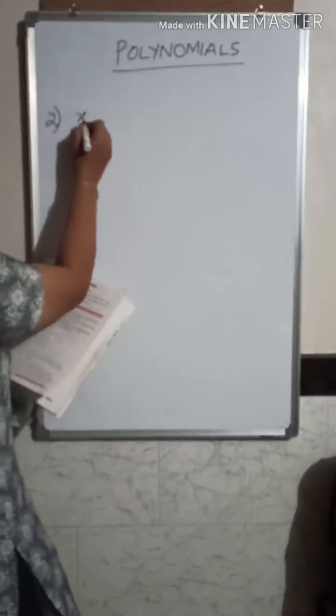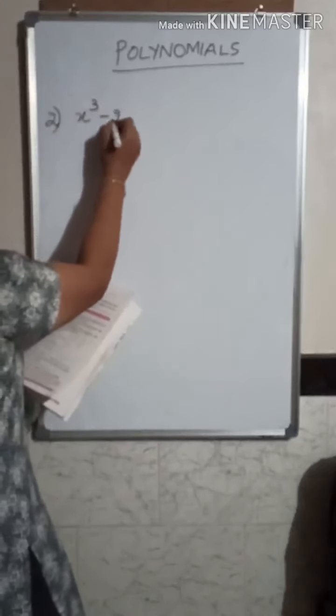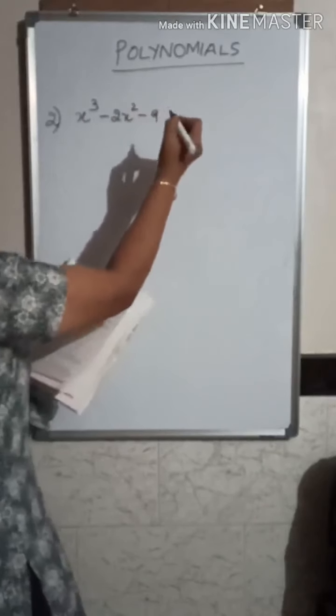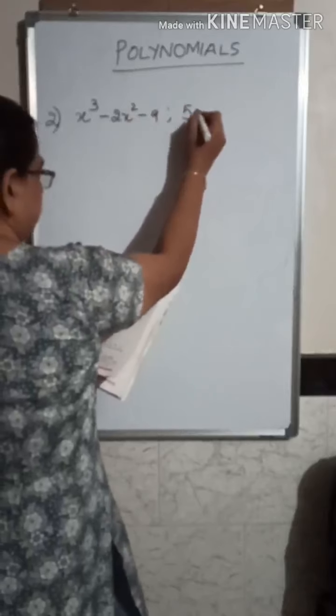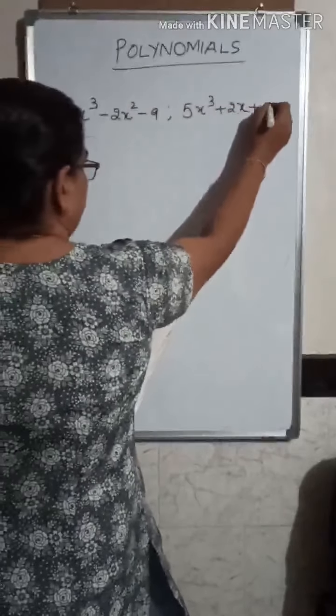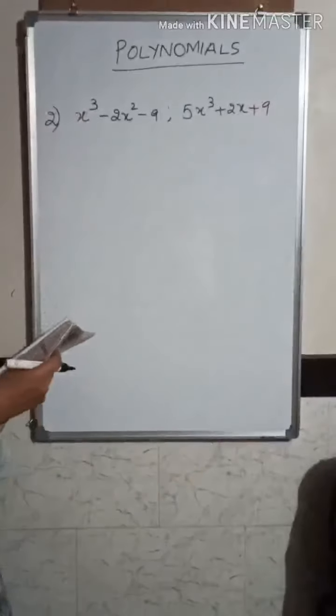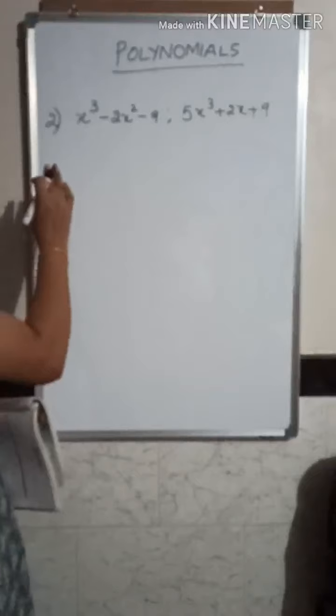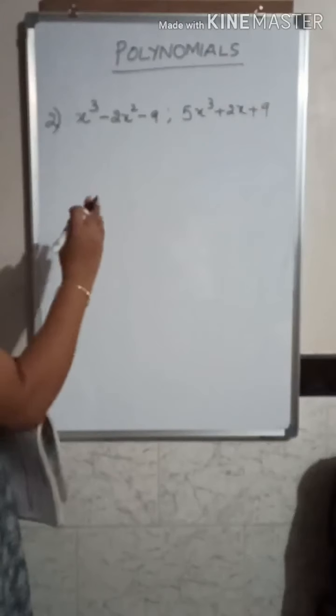The problem given is x cube minus 2x square minus 9, the first polynomial. The second one is 5x cube plus 2x plus 9. So these two polynomials you have to add. To add the two polynomials, first write the two polynomials, then group the like terms.